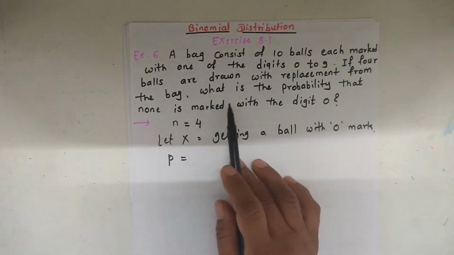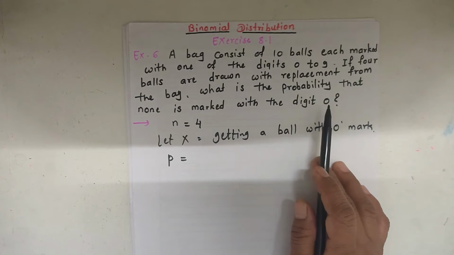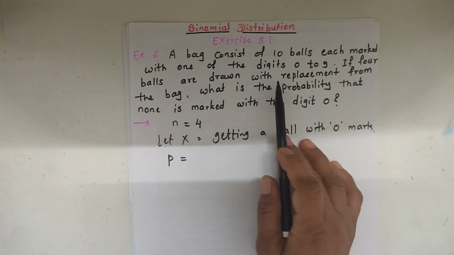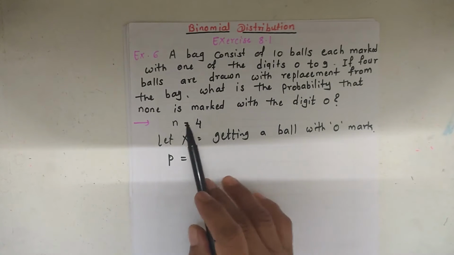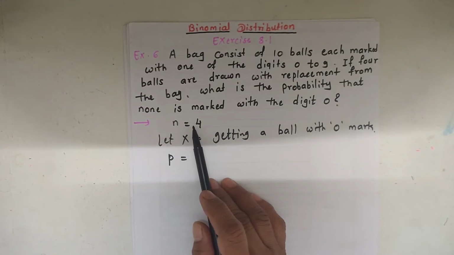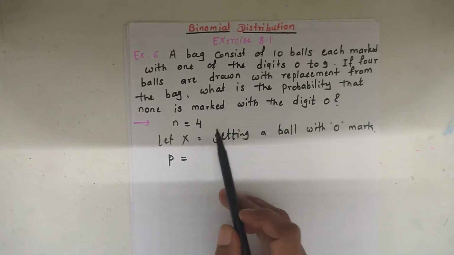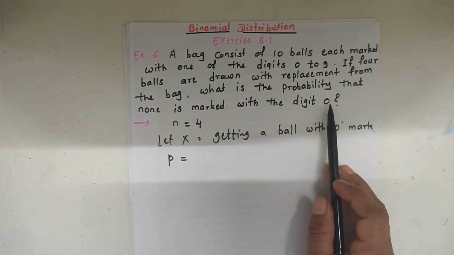and 4 balls are drawn from the bag. Then find the probability that none is marked with the digit 0. So here 4 balls are drawn from the bag, that is, the number of trials is given, the value of n is equal to 4. Now we have to find the probability that none is marked with the digit 0.